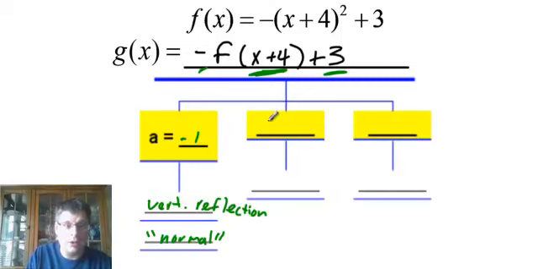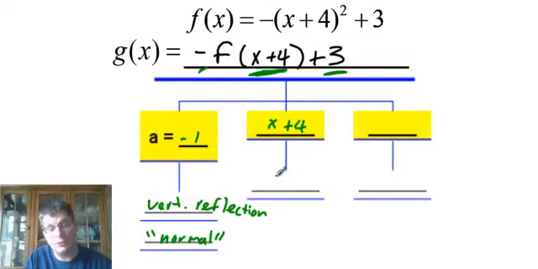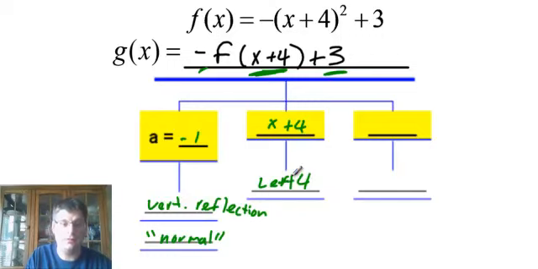And then the x plus 4 in this case tells us that since it's plus 4, we're going to be shifting to the left 4. And then since we have a positive 3, that means we're going to shift up 3.